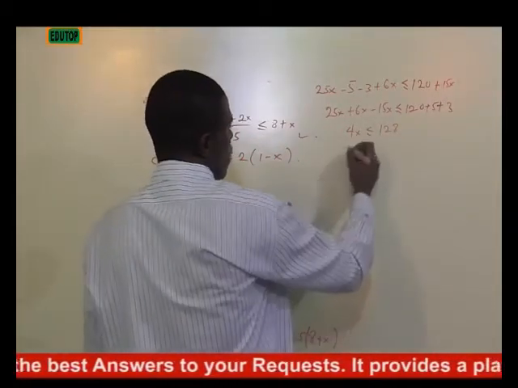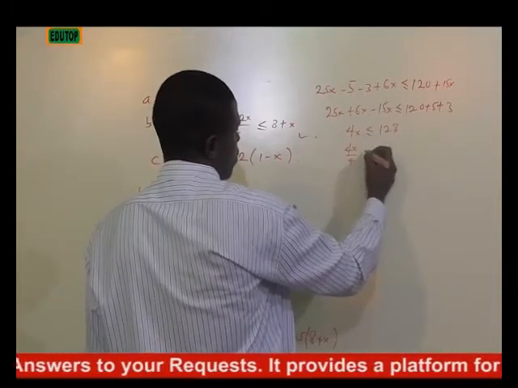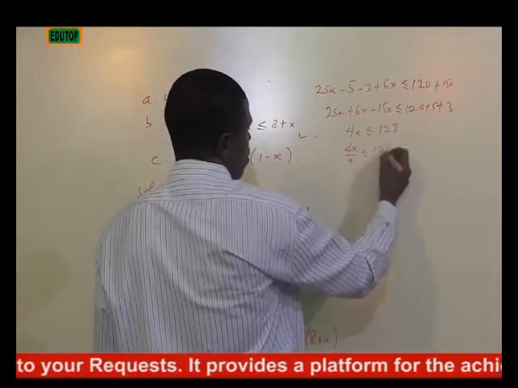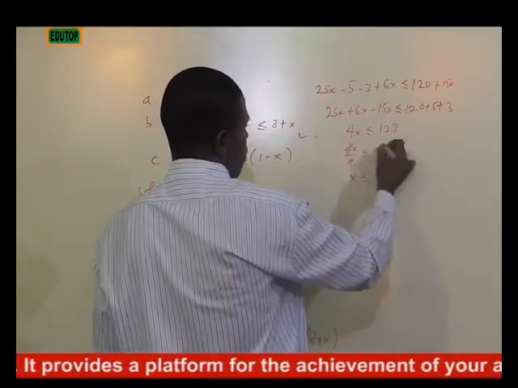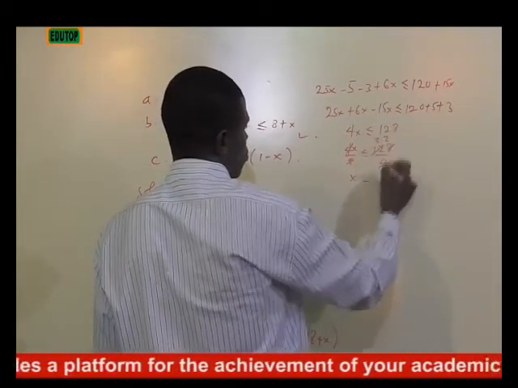Then we divide both sides by 4. Divide both sides by 4. We are going to have 4 into 12 is 3, 4 into 8 is 2, so that's 32.